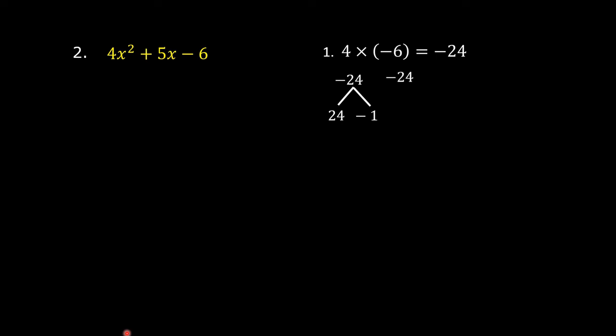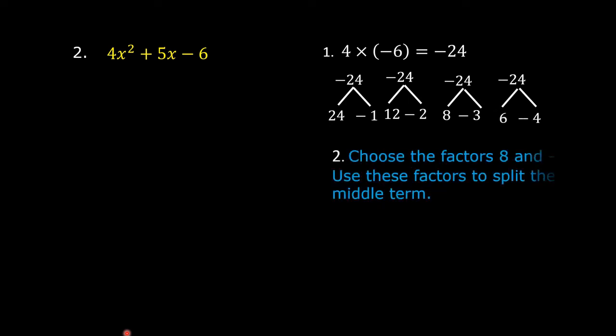It can also be factored as 12 and negative 2. It can also be factored as 8 and negative 3. It can also be factored as 6 and negative 4. Choose the factors 8 and negative 3. Use these factors to split the middle term. We choose 8 and negative 3 because 8 plus negative 3 is equal to positive 5.